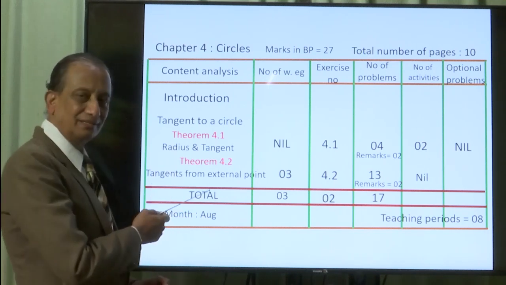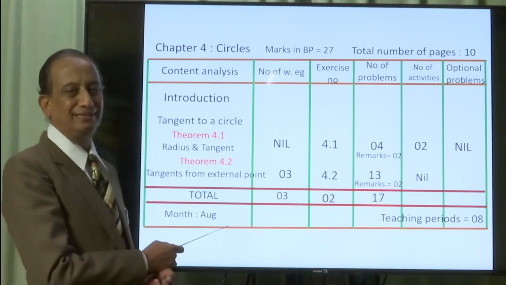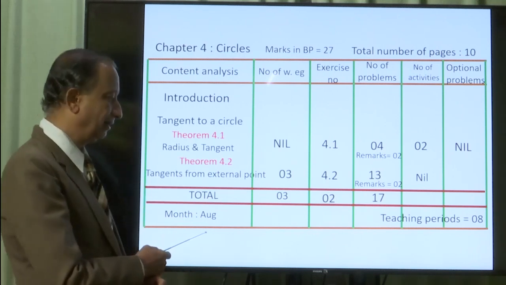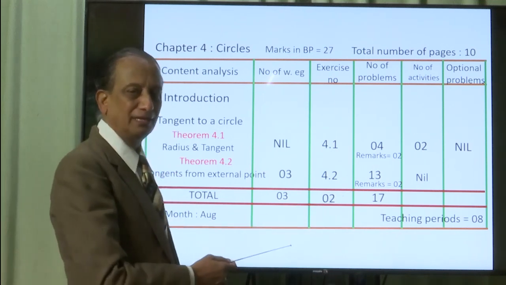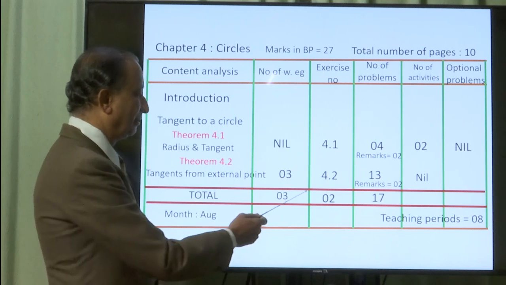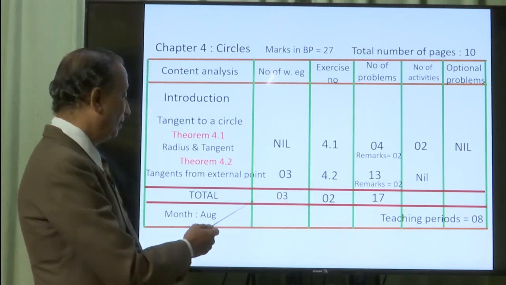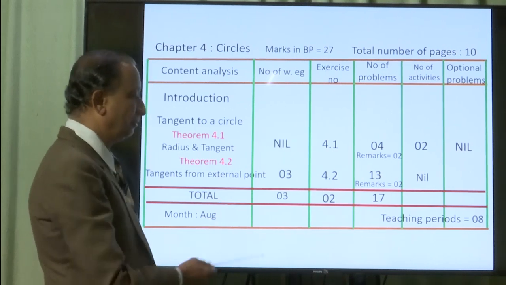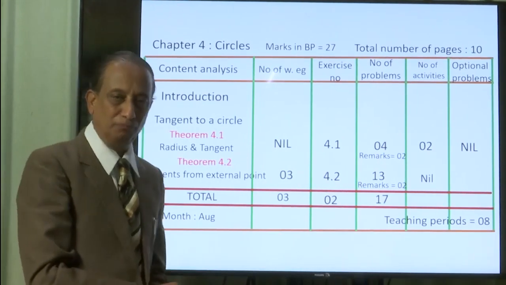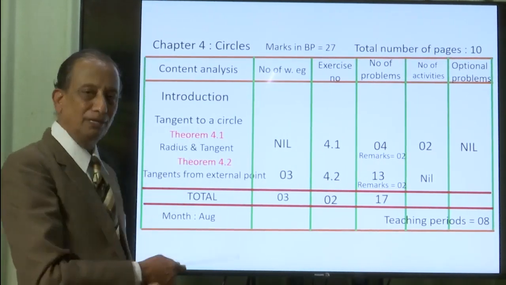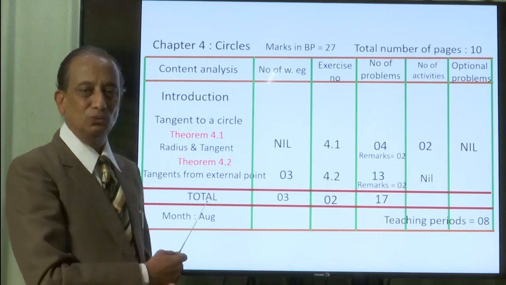As you can see here, there are only two important theorems on tangents to a circle, for which there are 17 problems in our exercise, and there are 2 exercises with 3 worked examples. Okay. So, altogether you have about 20 problems on these 2 theorems. Now, let us try to understand these 2 theorems now.